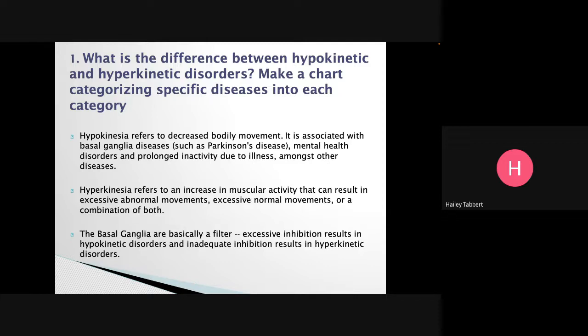Hyperkinesia refers to an increase in muscular activity that results in excessive abnormal movements, excessive normal movements, or a combination of the two. So the role of the basal ganglia in these diseases is kind of like a filter. Excessive inhibition results in a hypokinetic disorder, while not enough inhibition results in a hyperkinetic disorder. The basal ganglia is really important for regulating and coordinating smooth movements, both in initiating movements and maintaining them. Almost every single motor command sent down from your brain travels through the basal ganglia before it goes to the effector muscle. So if you have a disorder in the basal ganglia, it's likely that you're going to see some movement type symptoms.